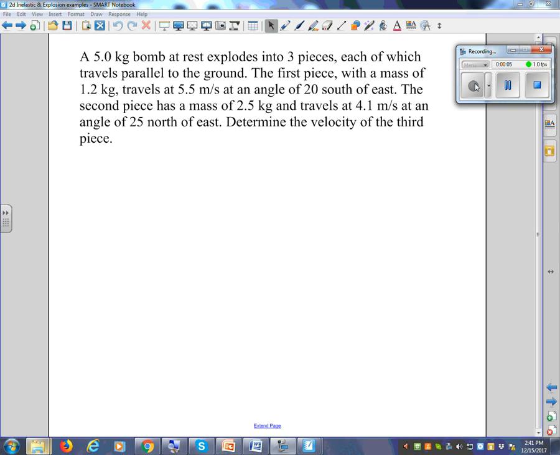It's at rest, and it explodes into 3 pieces, each of which travels parallel to the ground. So what that does is it creates a 2-dimensional situation. Obviously, when a bomb goes kablooey, it's moving in 3 dimensions, right? But that's going to be way too hard to do.